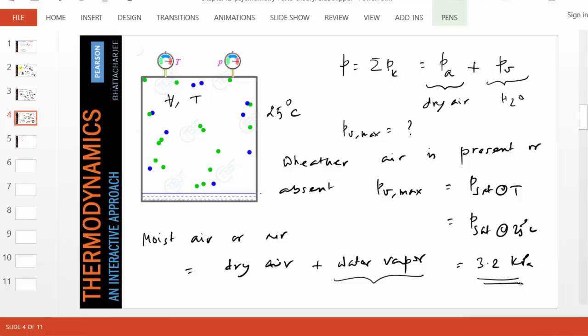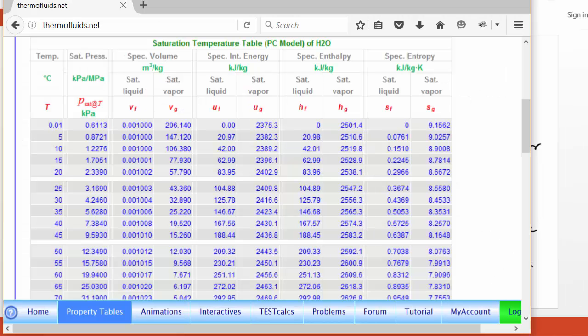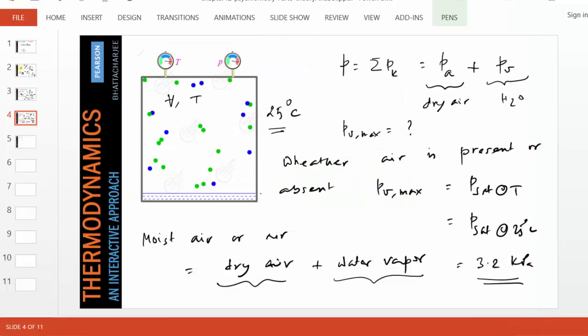So if there's a question that, in your room right now, pressure is 100 kPa and temperature is, say, 30 degrees Celsius, and somebody says find PA, find the pressure of dry air. How will you do that? If the temperature is 30 degrees instead of 25, we go to the saturation table. At 30 degrees, you can see the pressure will be about 4.25 kPa. So the water vapor pressure is 4.25 kPa. If 100 is my total pressure, PA will be 100 minus 4.25. So you can find the dry air pressure.